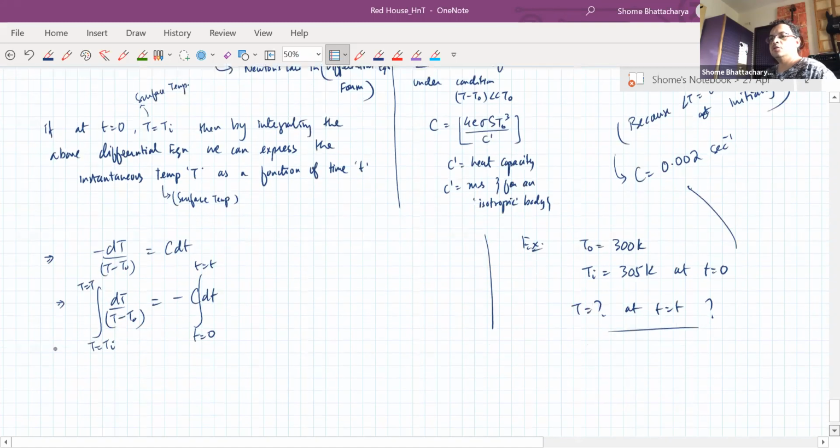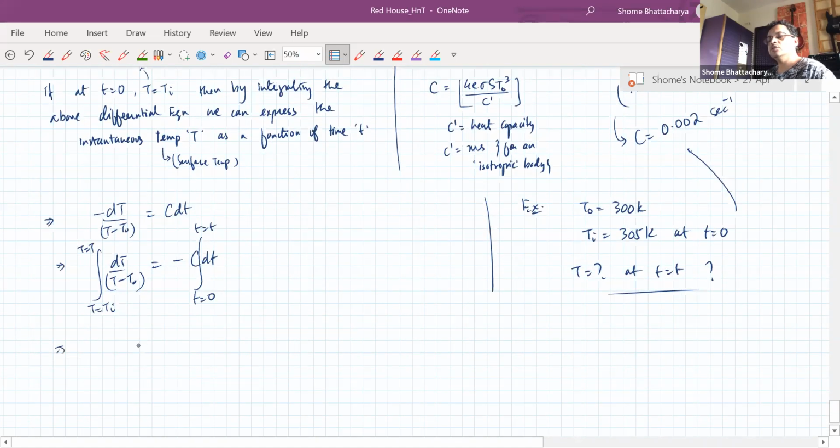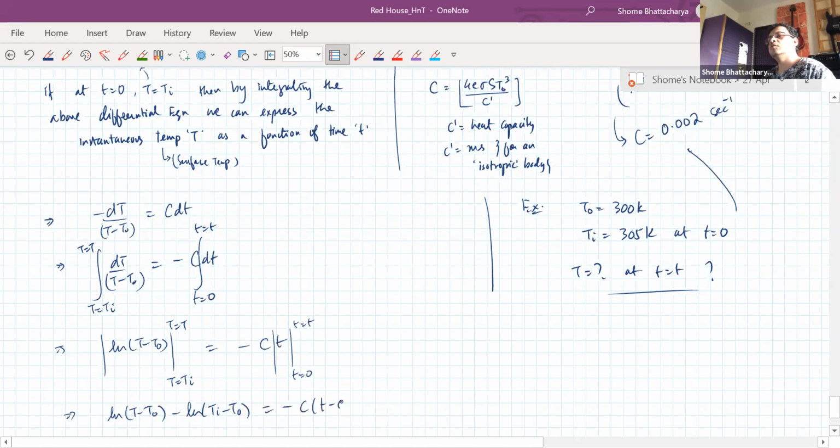Okay. So as you know, here T naught is a constant. So integrating with respect to capital T, we'll get natural log, with the limits that capital T is going from the initial value to the instantaneous value. On the other side, we have minus Ct, but for small t, the limits are that t is going from 0 to instantaneous time T. So substitute the limits, we have this, and substitute here we have this.